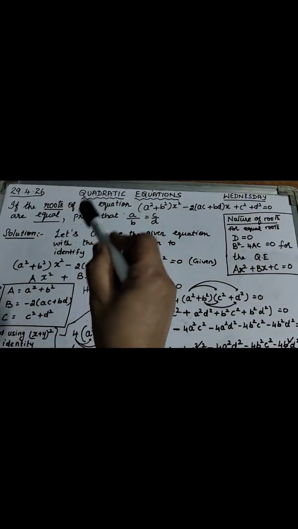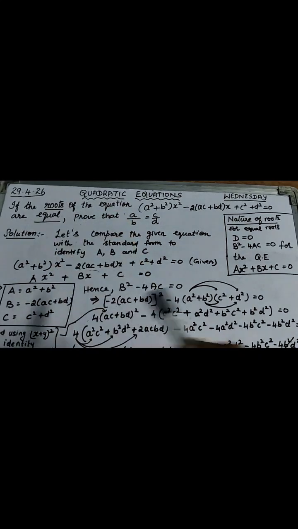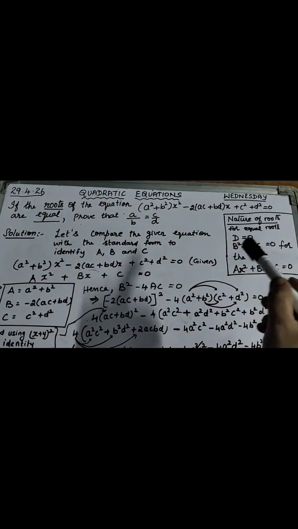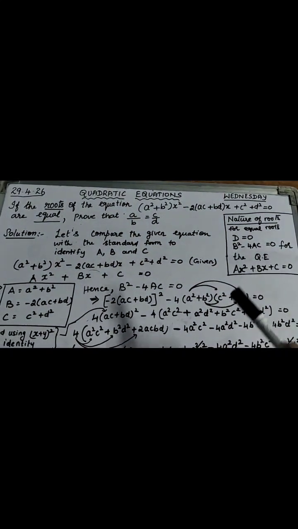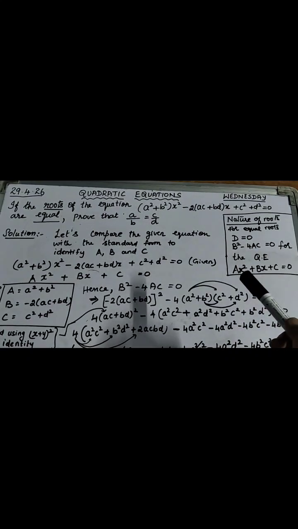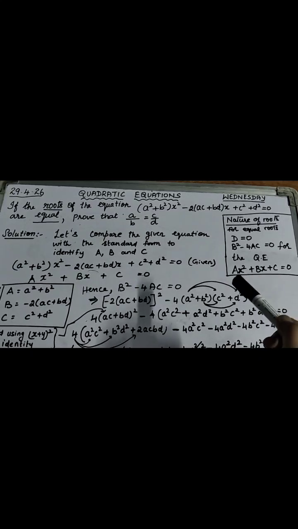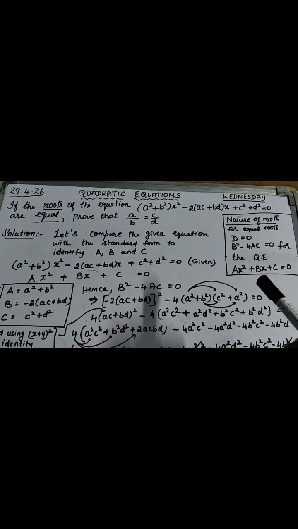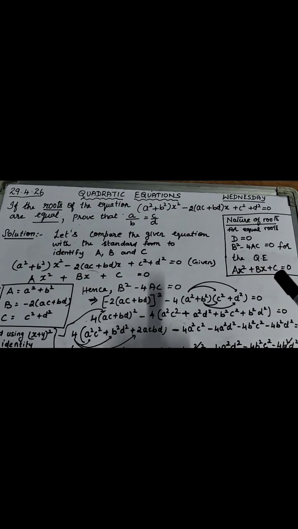Now this is based on the nature of roots. Since the roots are equal here, we have the discriminant D will be 0. What is discriminant? It is nothing but b squared minus 4ac equal to 0 for the quadratic equation ax squared plus bx plus c, a being the coefficient of x squared, b the coefficient of x, and c is the constant in the quadratic equation.